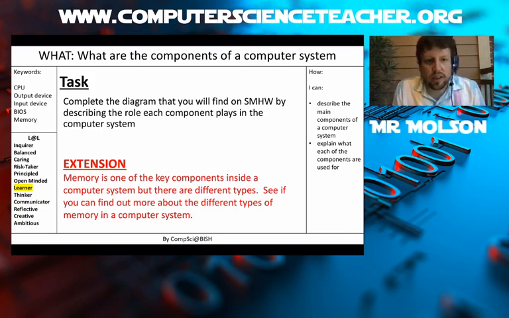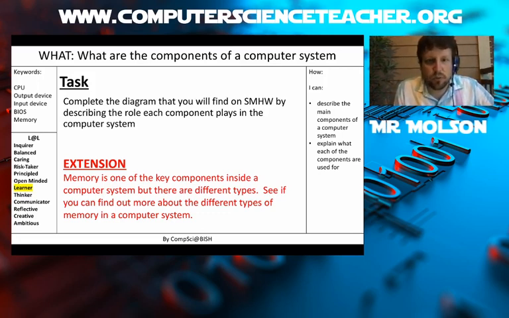Now I've got a little extension activity for you, so if you complete it in less than an hour, which definitely a lot of you will do, the extension activity I want you to do is to look into different types of memory. The video talks about memory, and memory is very important in a computer system. So I want you to have a look and see what you can find out about different types of memory. So that's your extension activity.